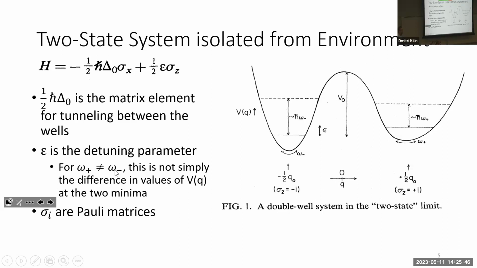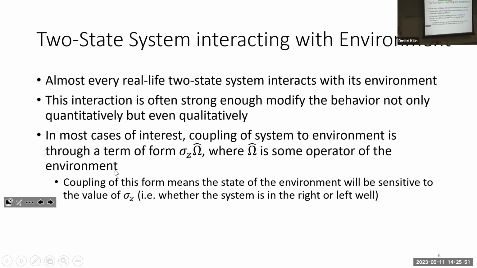But in most realistic systems, we're going to have interaction with the environment, and this interaction can be significant enough to change not only the quantitative but qualitative behaviors. And this is due to a term that takes this form where the sigma z is, again, the Pauli matrix, and the omega is some operator representing the environment.